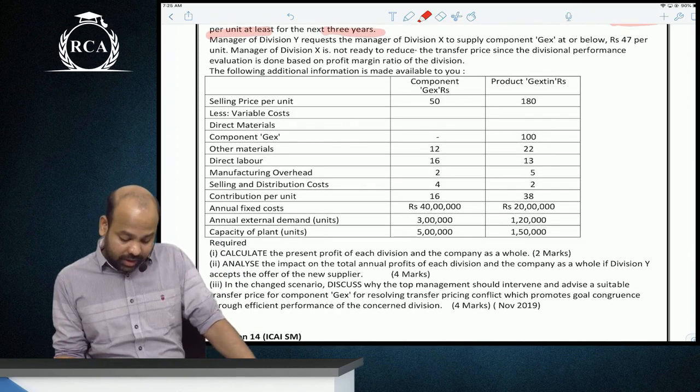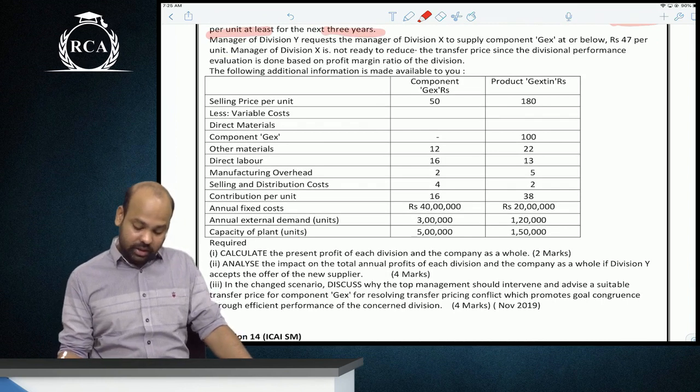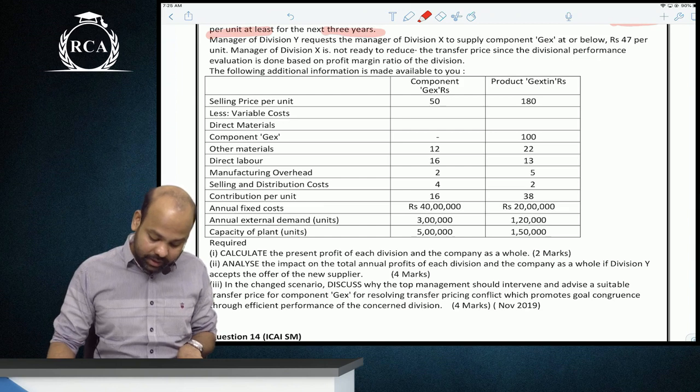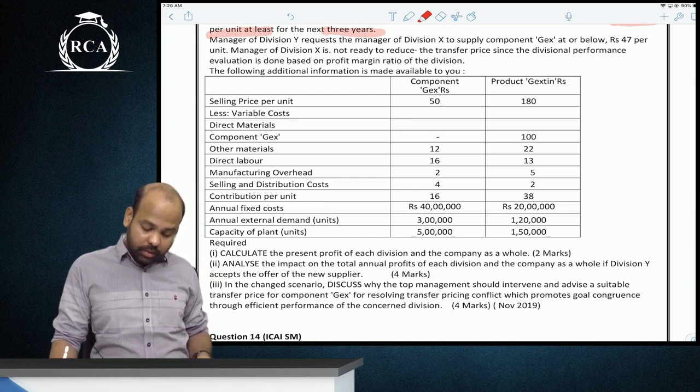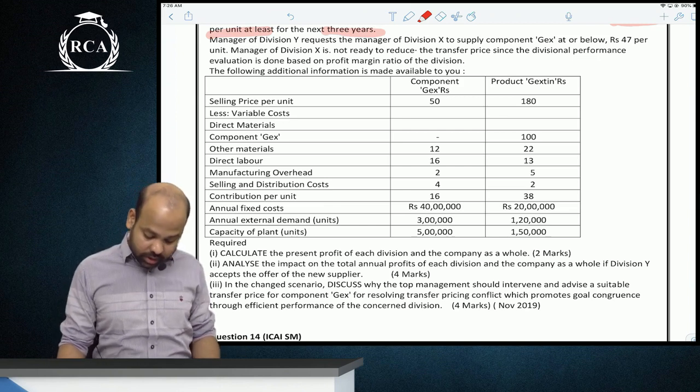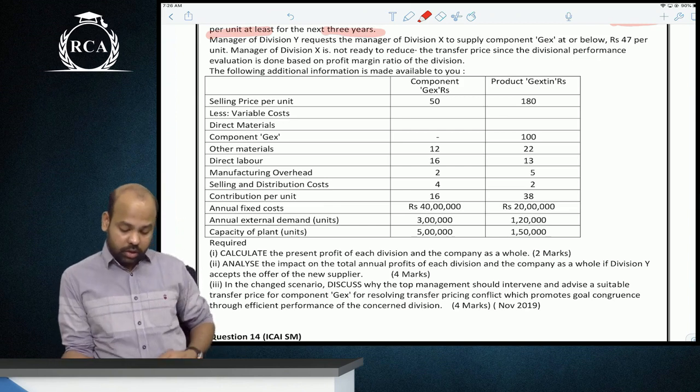So here are the details. Component GX, guys. Selling price per unit is 50. Variable cost per unit: direct materials, other materials and everything. Manufacturing overhead, selling and distribution cost is such. Total amount, contribution per unit.